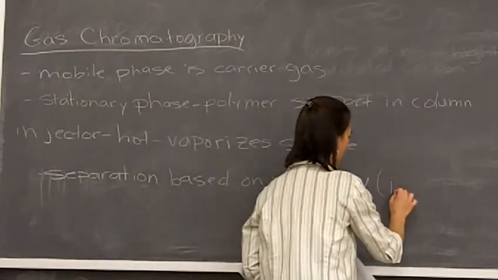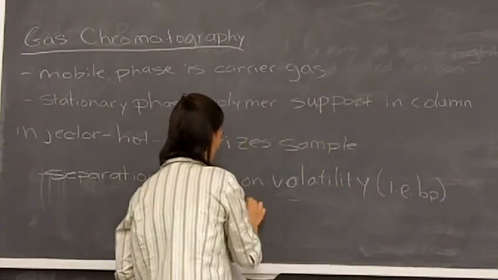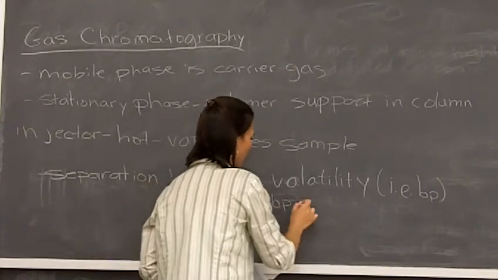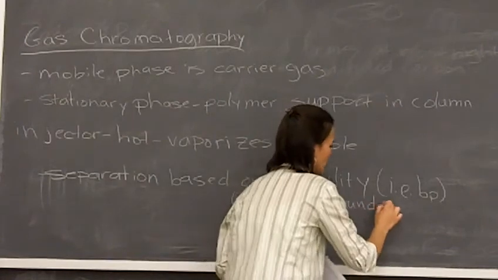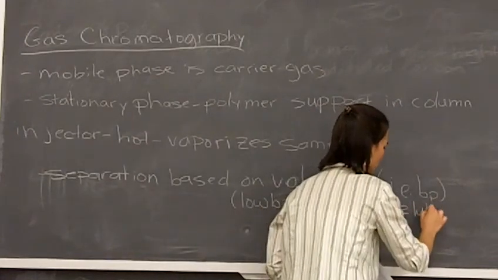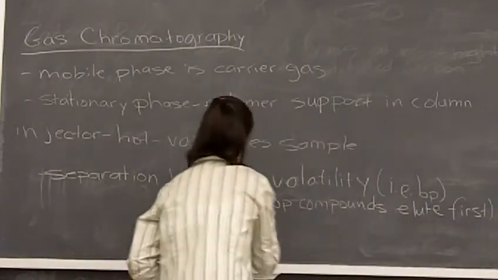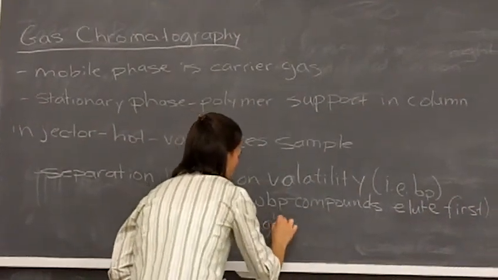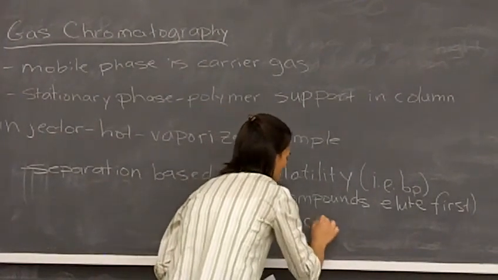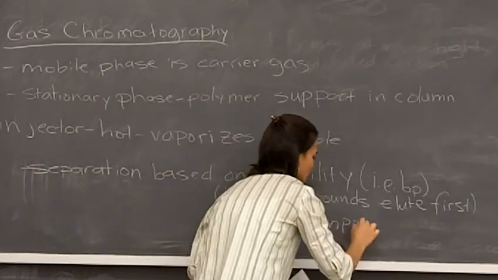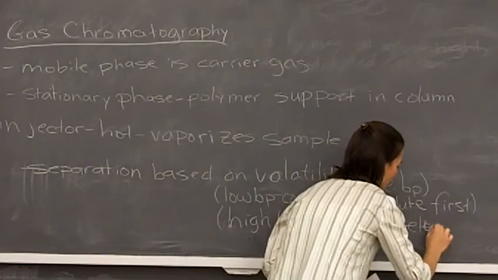So this is separated on boiling point. Low boiling compounds elute first, or come off the column. When I say elute, that means coming off the column. And then the high boiling compounds elute later.